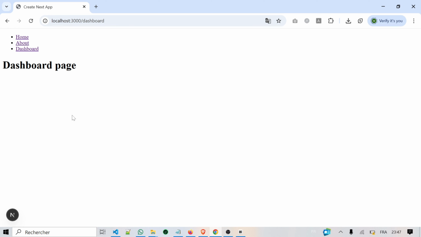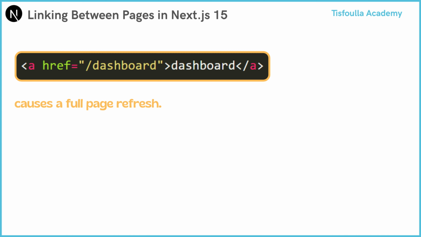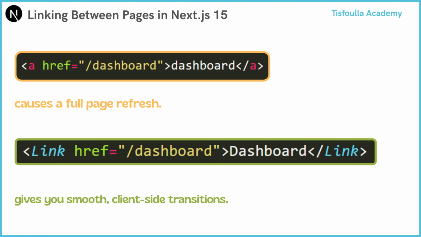And that's it. So the key difference is this. Using anchor tags causes a full page refresh. Using Link from Next.js gives you smooth client-side transitions. And now you know how to link between pages in Next.js using the Next/Link component. This is the standard way to create navigation in any Next.js application.